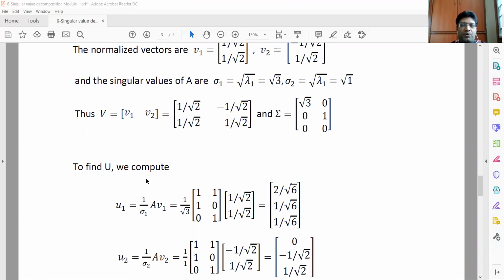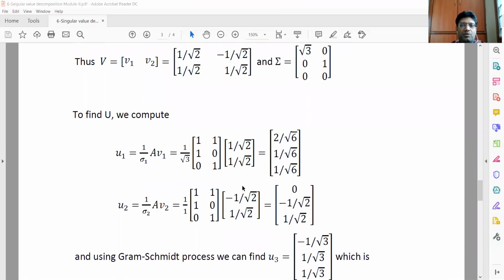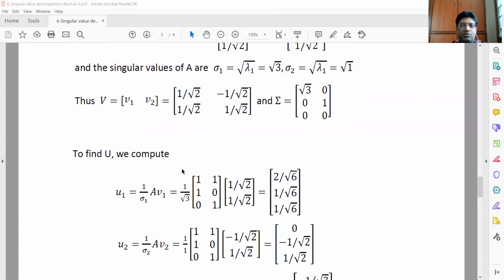Next we have to compute U. So to compute U, we know the formula. First U1 is 1 by sigma 1 A V1. 1 by sigma 1 means 1 by root 3. A is the given matrix. V1 we know is our V1. So if you multiply, you will get this one. U2 is 1 by sigma 2 A V2. Sigma 2 is root 1. Root 1 is 1. So we got the second one.